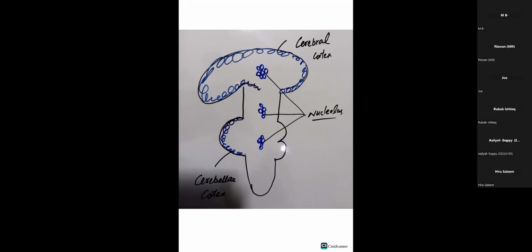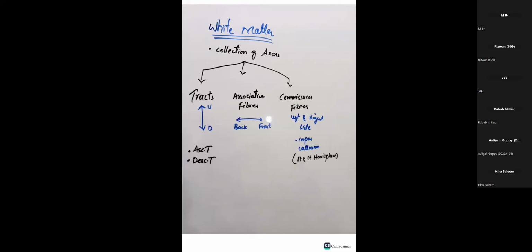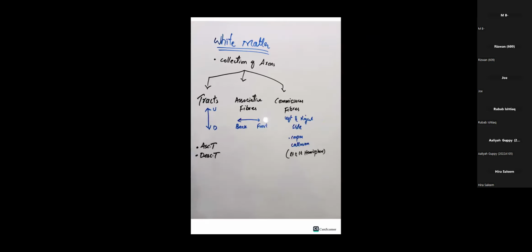You can see here the different gray matter types. Then we have white matter, which we also divide into three types. The first is the tracts, which connect the upper and lower parts of the brain or central nervous system. The other type is association fibers, which connect the anteroposterior sides of the central nervous system, from back to front of the brain. And the third type is commissural fibers, which connect the right and left sides of the nervous system, the brain or the spinal cord.